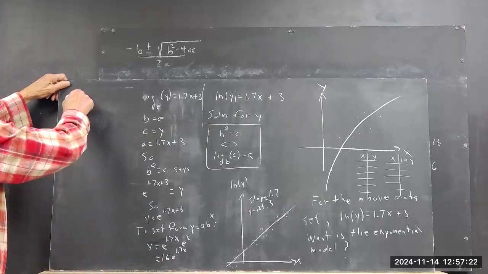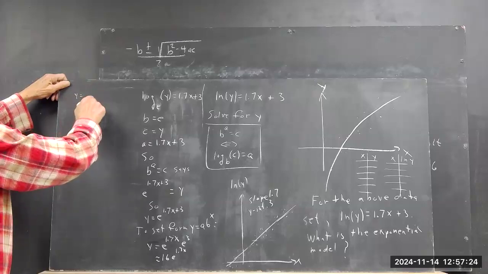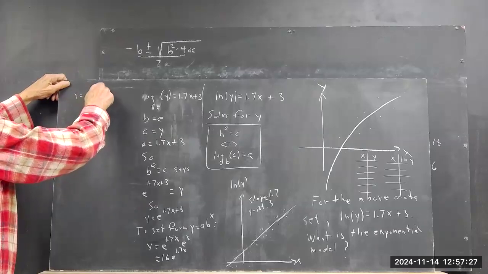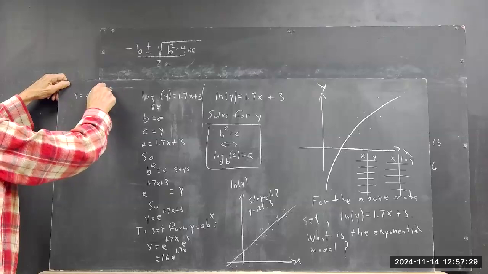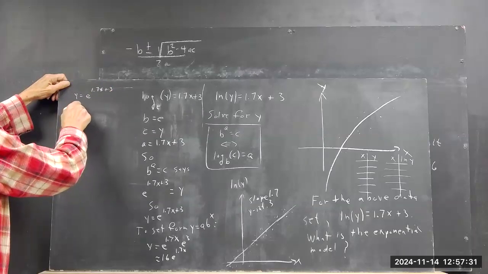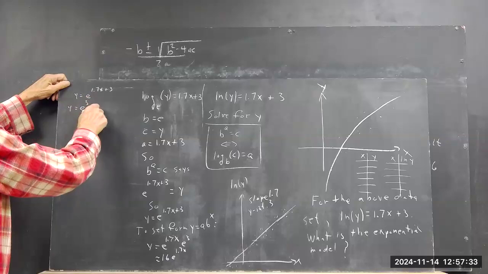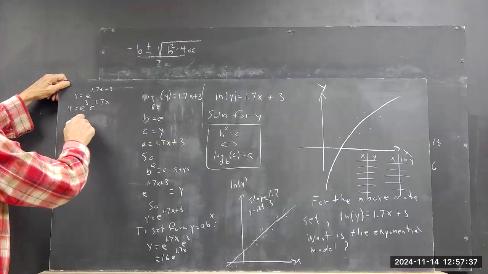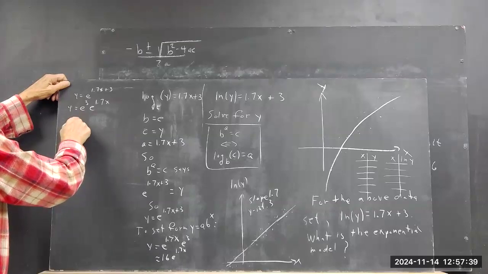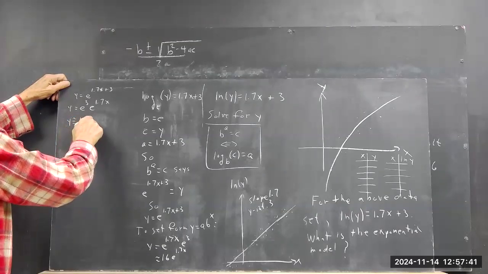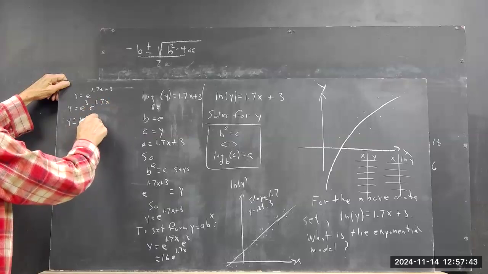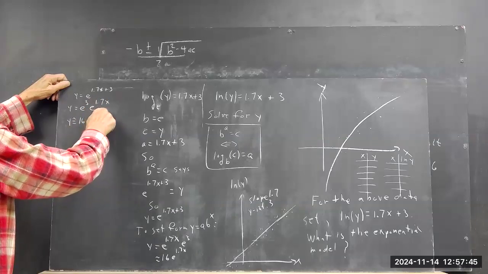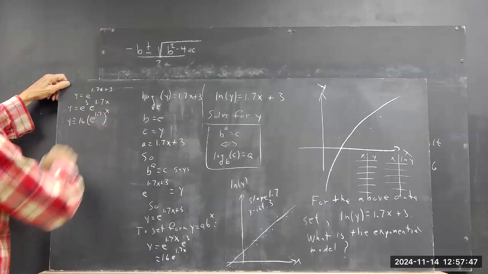Okay, well, let me write those steps down here. y equals e to the 1.7x plus 3. y equals e to the third times e to the 1.7x. So y equals approximately 16 times e to the 1.7x. Now e to the 1.7x is e to the 1.7 raised to the x power.